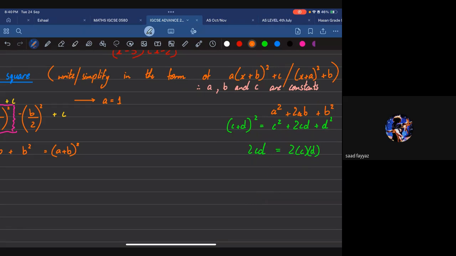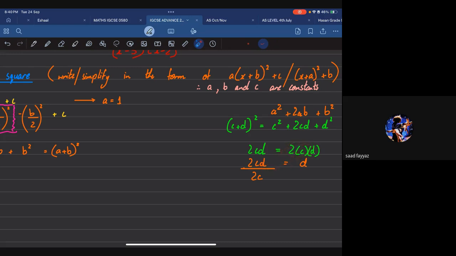Is this clear? Yes. Everyone else, is this clear? Raneem, Asim, Saad, is this clear? Yes. Okay. I've just taken this two over here.